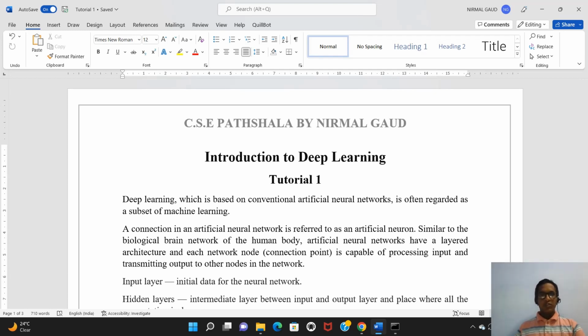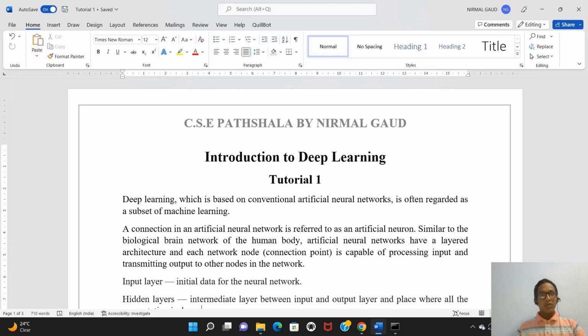In this tutorial, we are going to study about Introduction to Deep Learning. So if I talk about deep learning, it is a subset of machine learning and basically it is based upon conventional artificial neural networks. So what do we mean by artificial neural network? Let's first discuss about a neuron. See, if we want to create an artificial neural network, there will be a connection based upon a neuron.